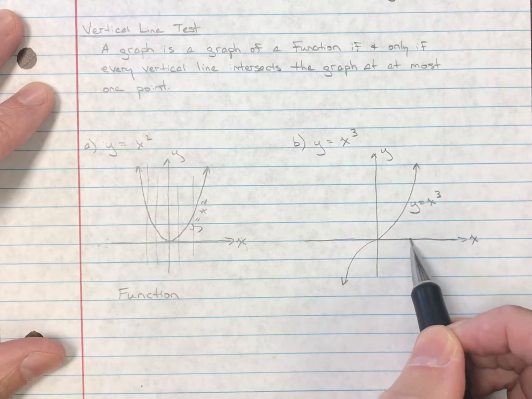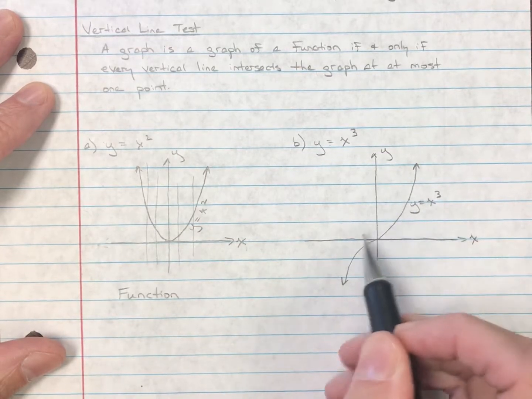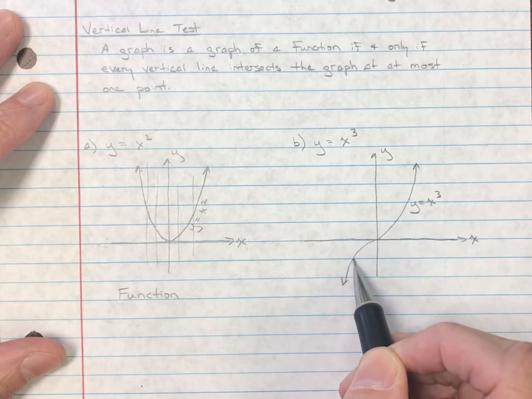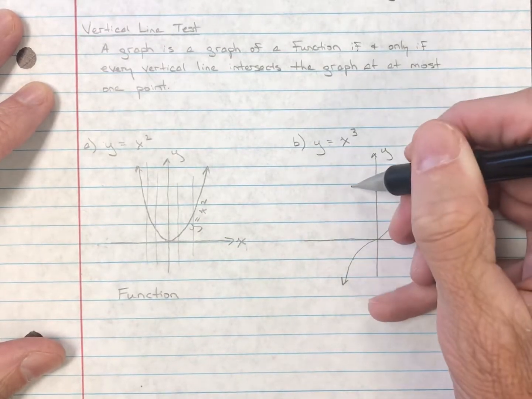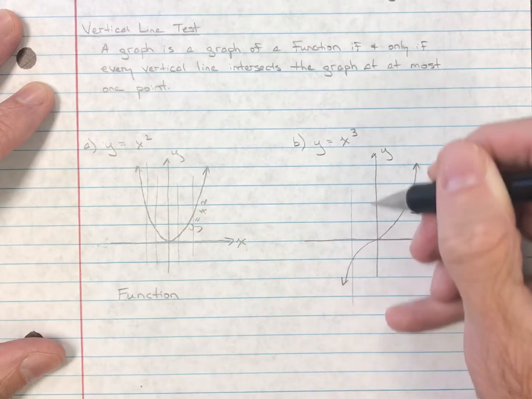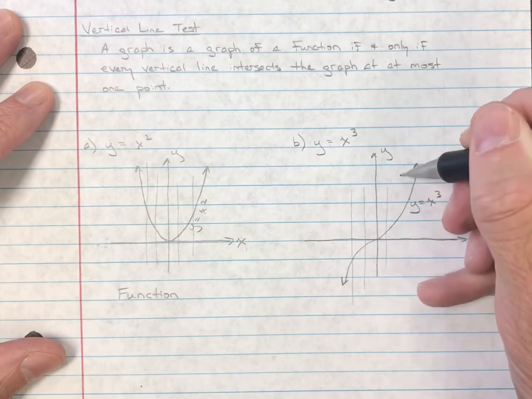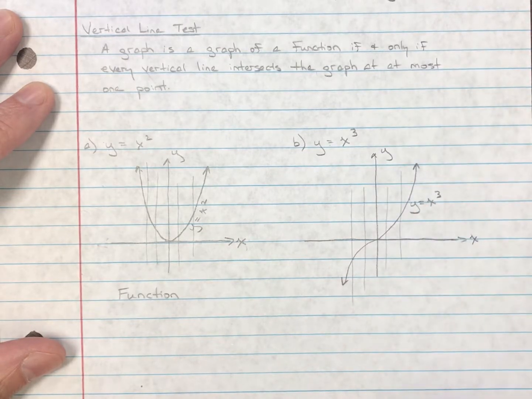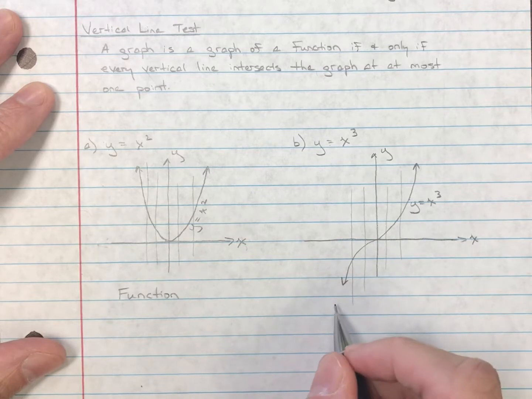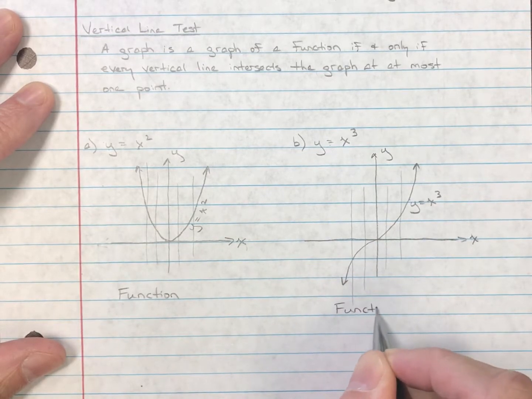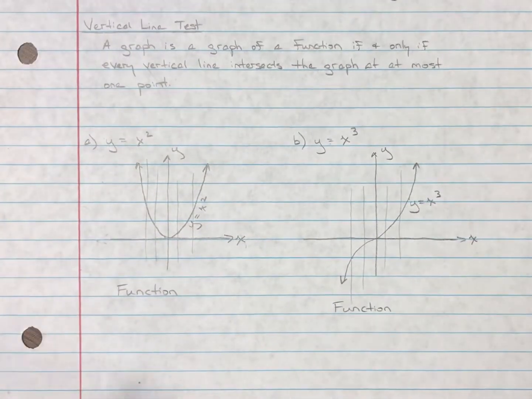Okay, so again, does every x value have one y value? Well, for this x value, I only have one y value. For this x value, I only have one y value, okay? And again, if I were to draw vertical lines, the vertical lines only touch the graph in one place, at most one place. So this is a second example of a graph that is the graph of a function.